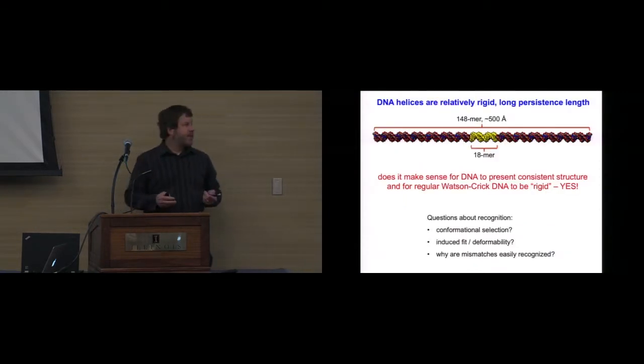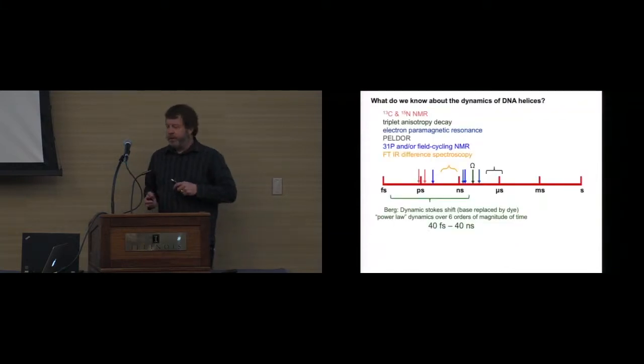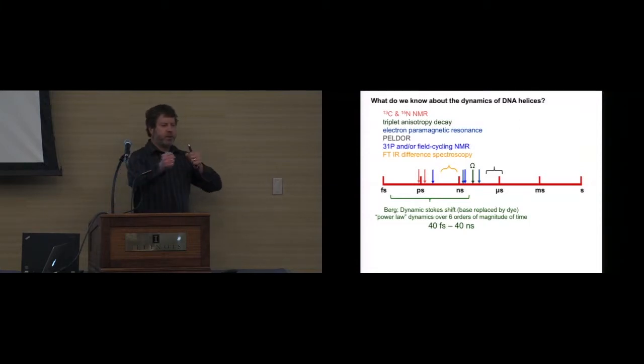Now, does this make sense for DNA to essentially have a structure that is essentially rigid on a 1 microsecond time scale or beyond? And that leads to questions about conformational selection, induced fit, deformability, why are mismatches easily recognized in the DNA duplex? And if you look at the combined set of experiments, there's many experiments that measure a particular motion, like a certain distance that they can probe via experiment. And they show motions up to about the high nanosecond time scale. There's a few that show some in the microsecond.